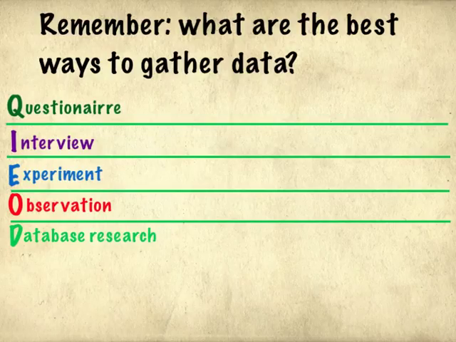Remember, what are the best ways to gather data? The best ways are to use a questionnaire, an interview, an experiment, an observation, or some database research. Pause the video here for just a second and see if you can remember when you would use each of those things. What are they?